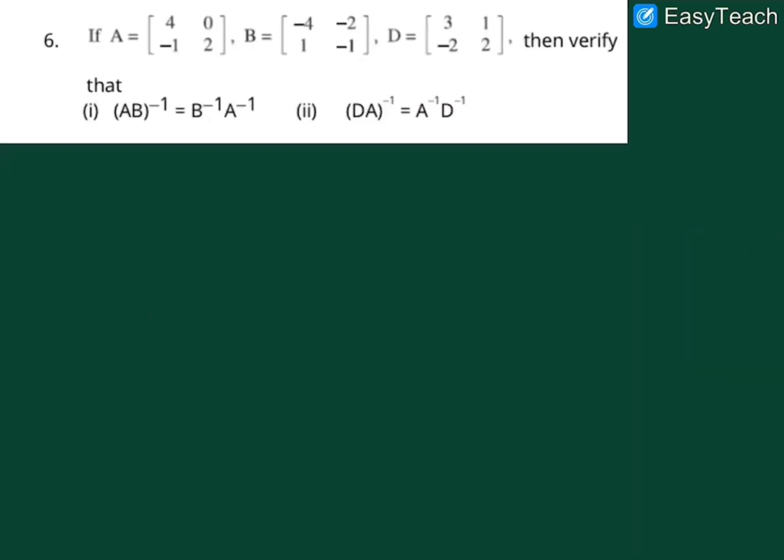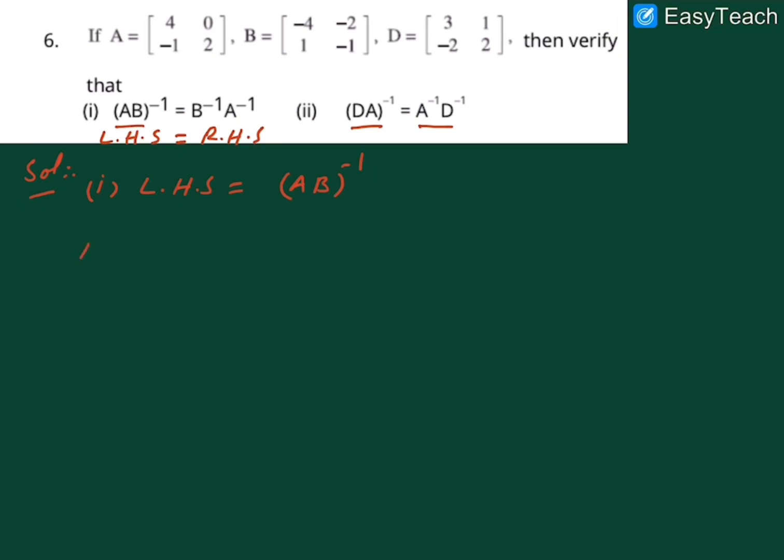Okay, question number 6 says that if A, B and D are three matrices, then verify that AB whole inverse is equal to B inverse into A inverse. Let's say this is the left hand side and this one is the right hand side. So first let's take the left hand side. Left hand side is AB whole inverse. So first we need to find AB, A multiplied with B, then we need to find its inverse.